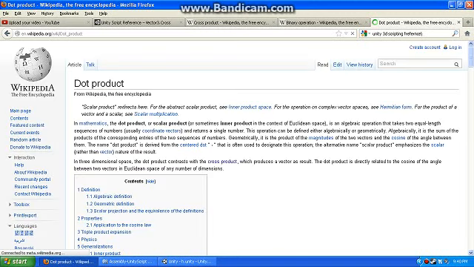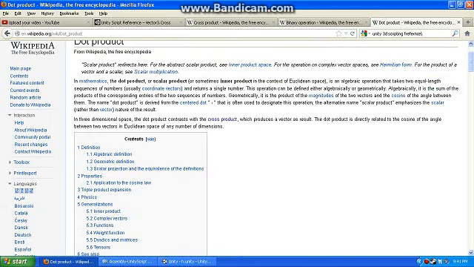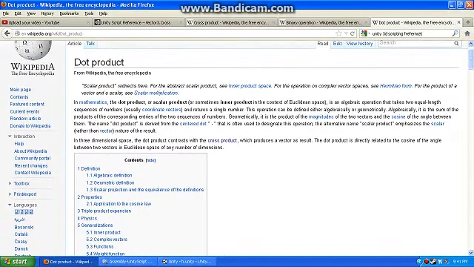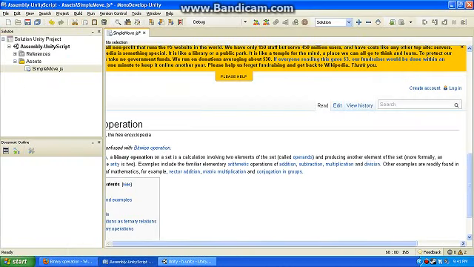In mathematics, dot product or scalar product only produces a magnitude as a result. It's basically how close the two things are together. Geometrically it is the product of the magnitudes of the two vectors and the cosine of the angle between them. It's how much two objects are together.